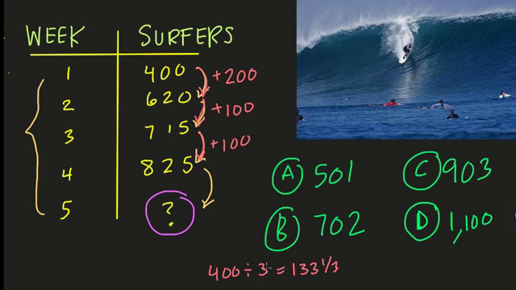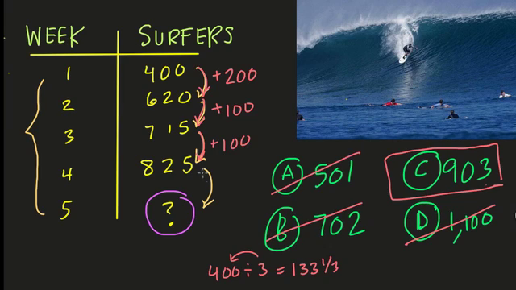But really, all you have to do is make the observation that 3 goes into 400 a little more than 100 times, which means that the increase here on average is a little bit more than 100. Out of all the choices here, C is the only one that makes sense, right? Because D, 1100, is way too high. A and B both decrease in value.